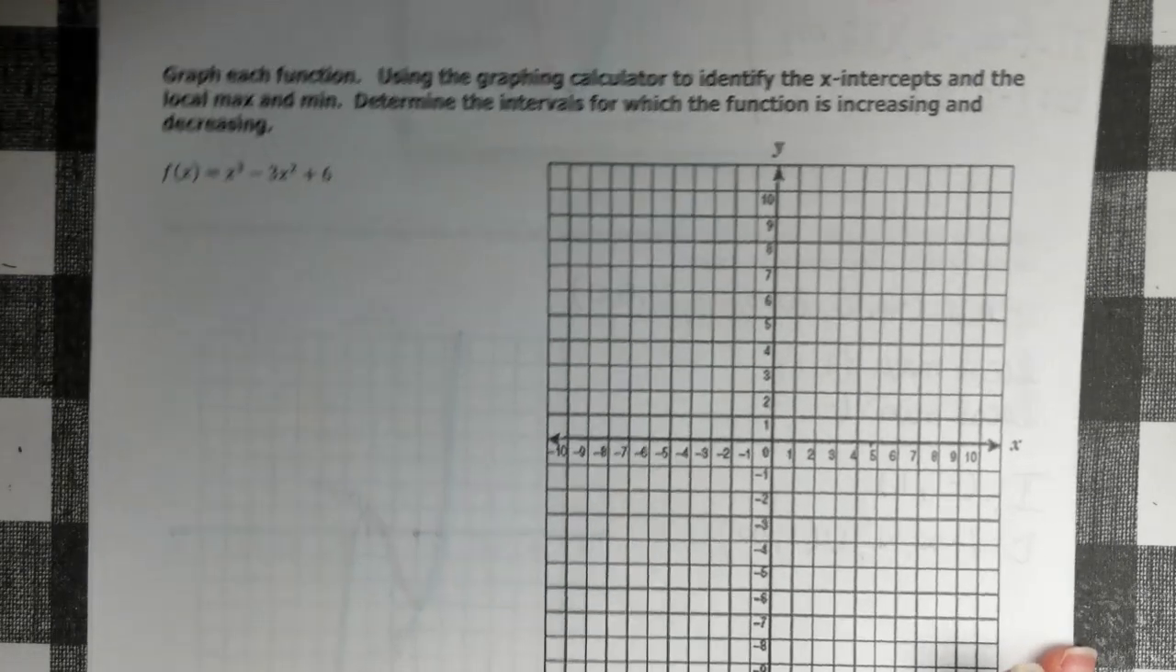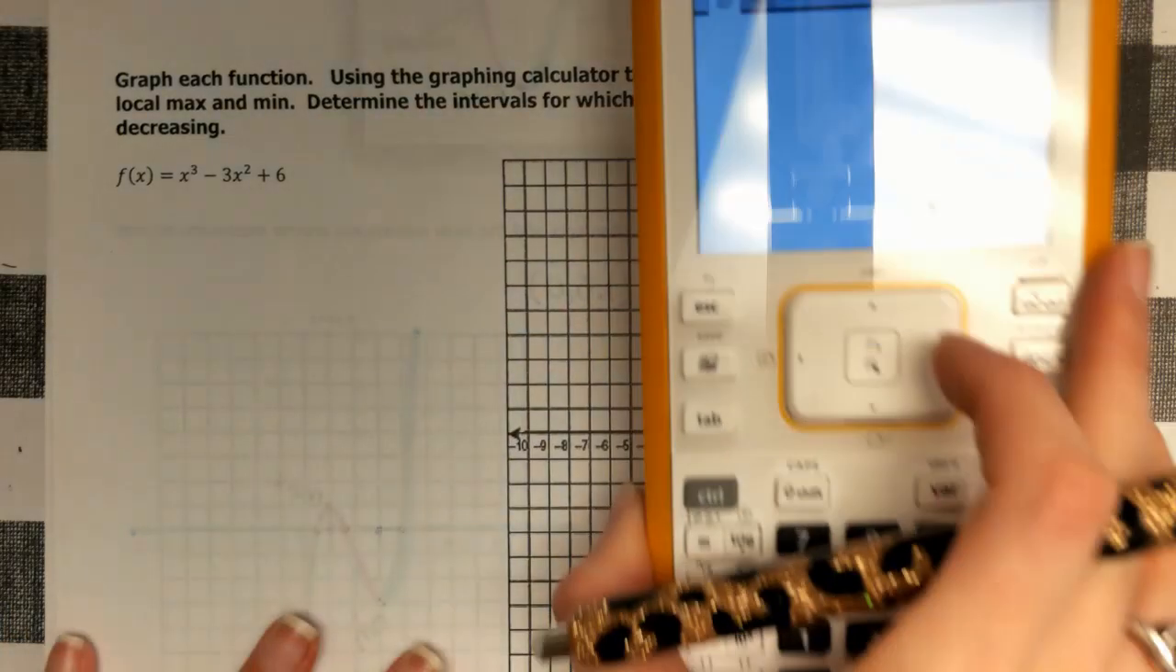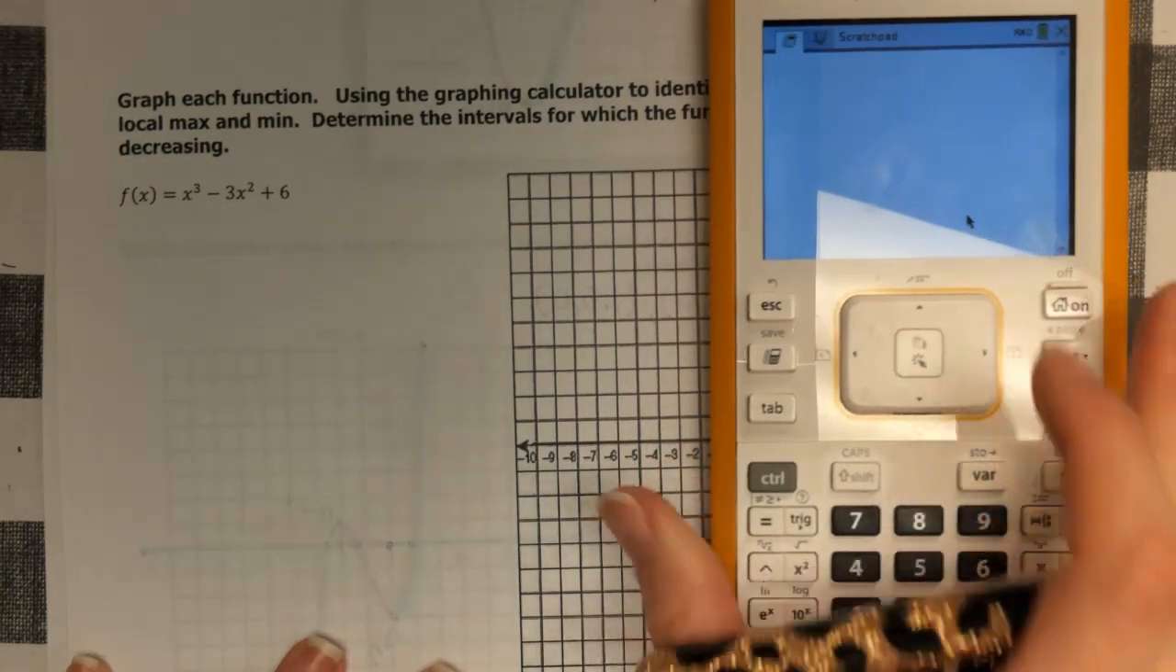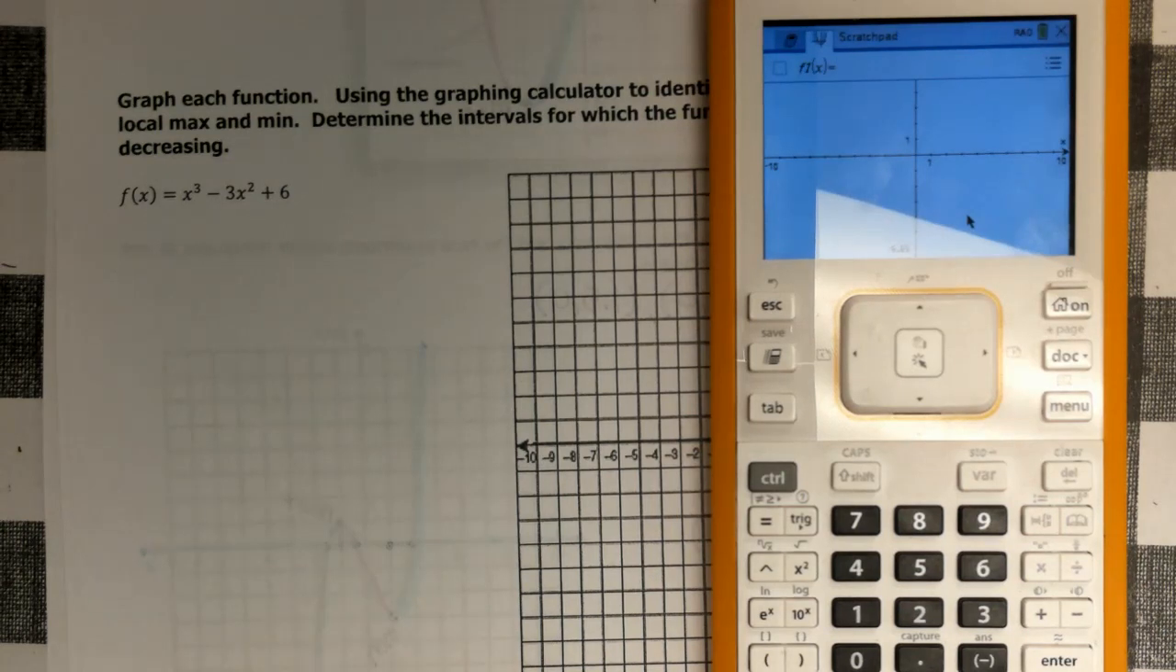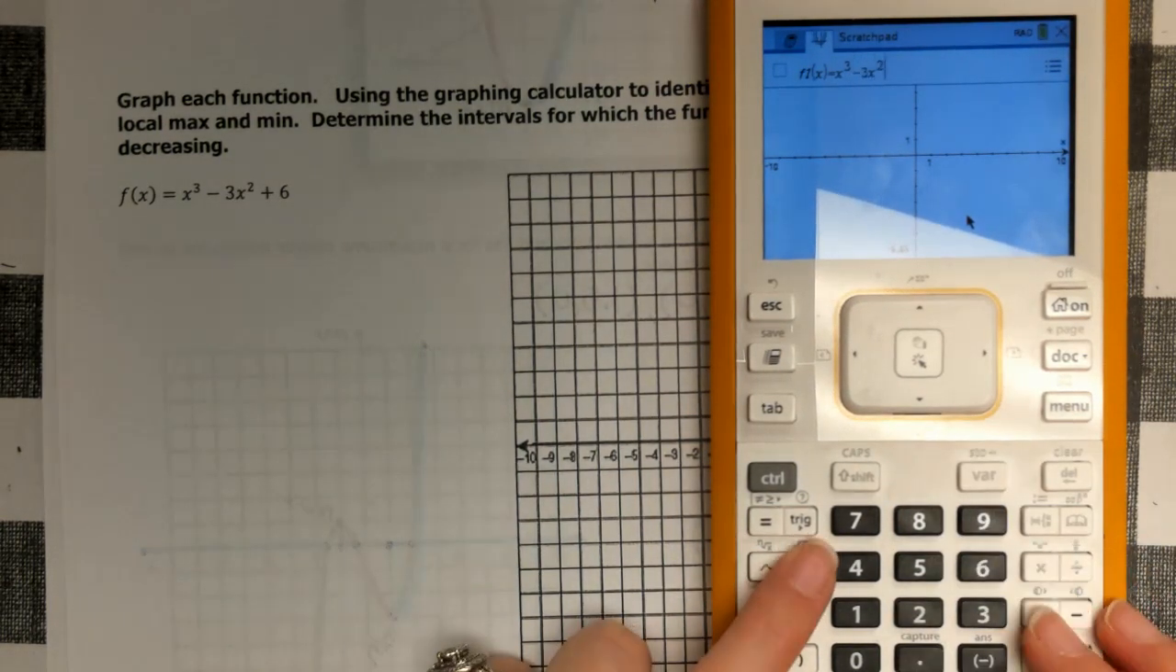So here, we're going to graph, and then we're going to use our calculator to do our zeros, max, and mins like we did in 5.6, and then we're going to do our intervals, okay? So y'all know how to find your zeros and everything. Yes? Y'all are confident in that? Okay. So go to your graph, and we're going to type x cubed minus 3x squared plus 6.